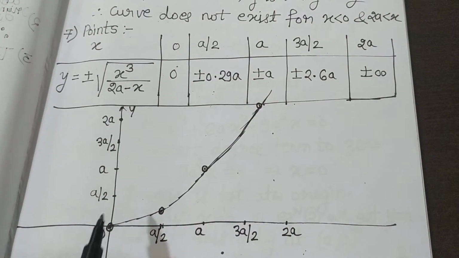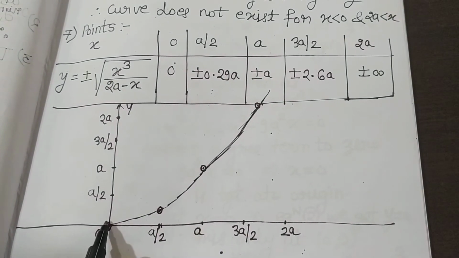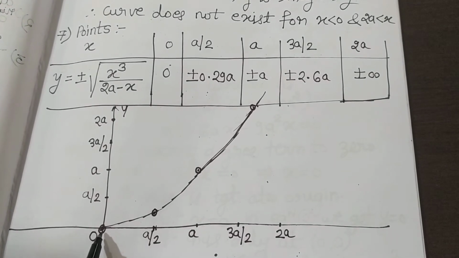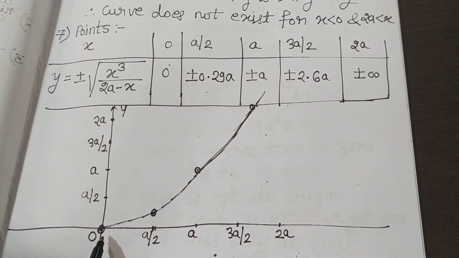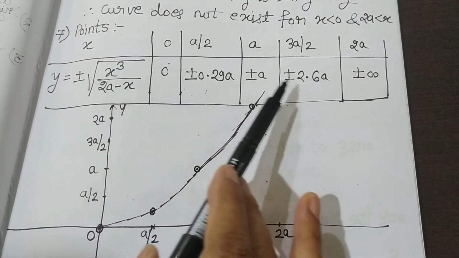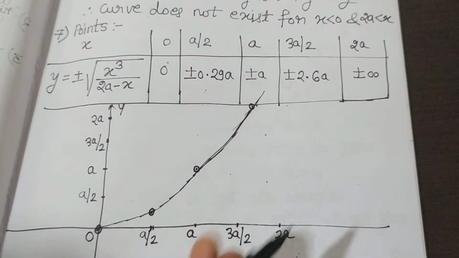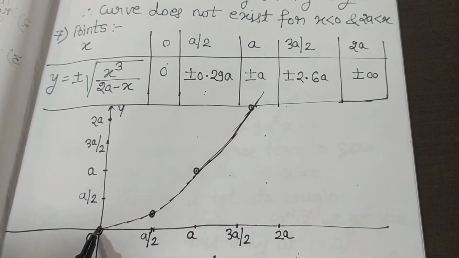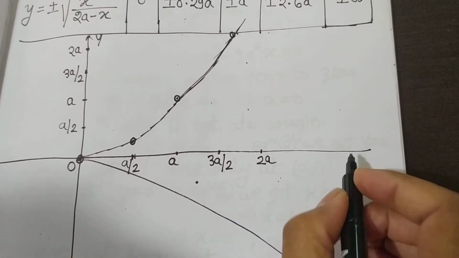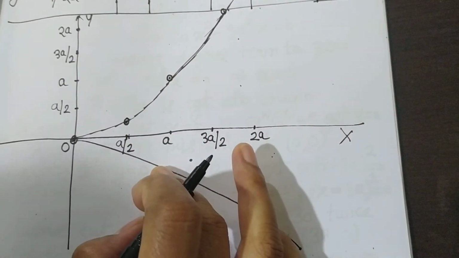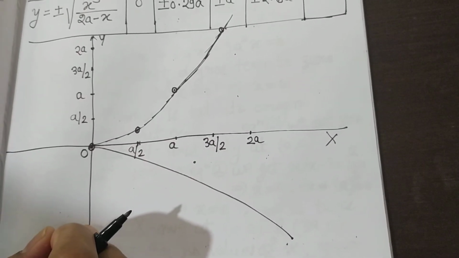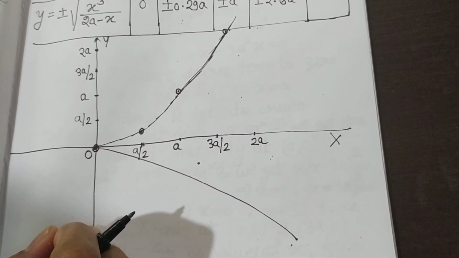Now, as we have seen, we will have to join these points. Let us join these points. And as it is said that the curve is symmetrical about the x-axis, and in the calculation we have not considered the negative values, whatever portion lies above the x-axis, the same shall occur below the x-axis due to symmetry about the x-axis. So the complete nature of the curve will be like this. With this we get the shape of the given curve. Thank you.